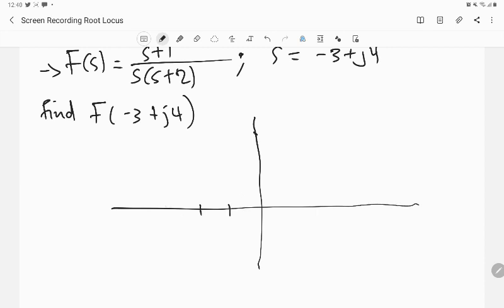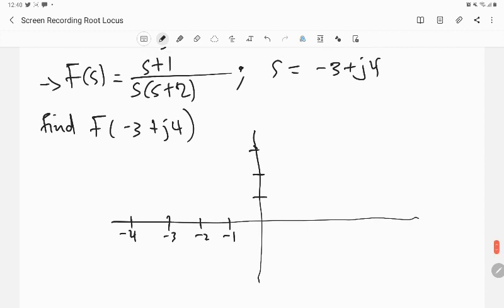One, 2, 3, 4, minus 1, minus 2, minus 3, minus 4, okay, and let me go 1, 2, 3. So this is j1, j2, j3. So this is 0. So what can I do? Well, I'm going to find a point S. So let me add 4 to it, j4.